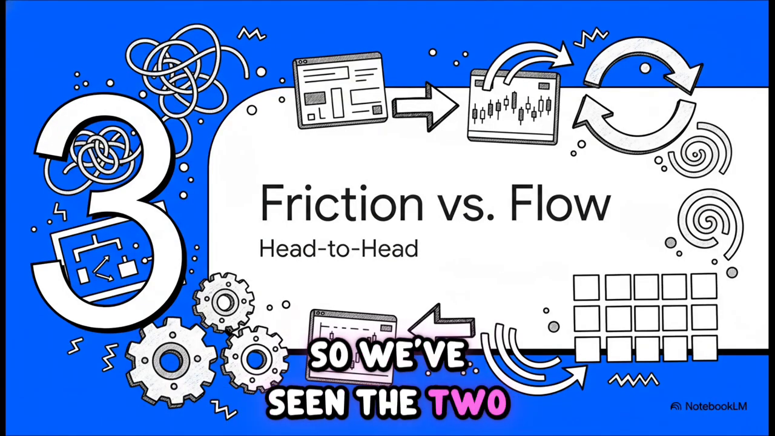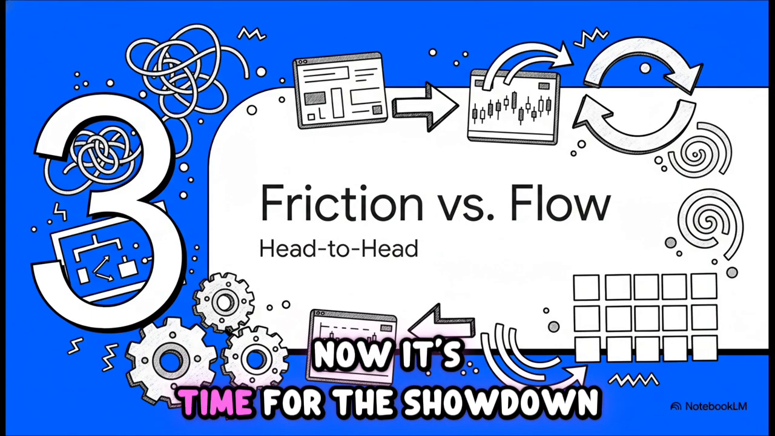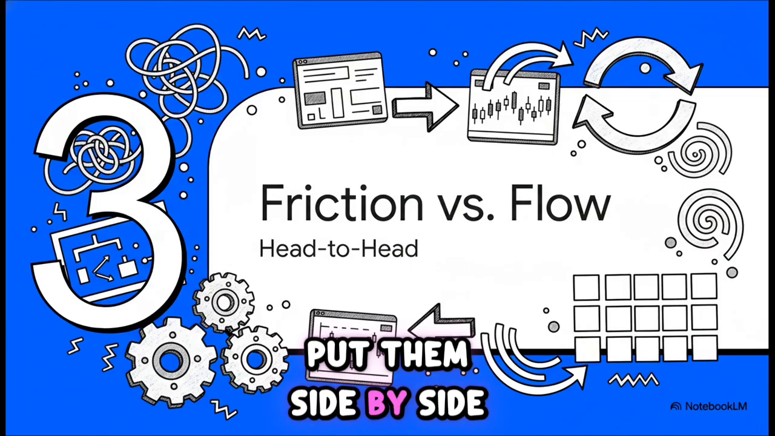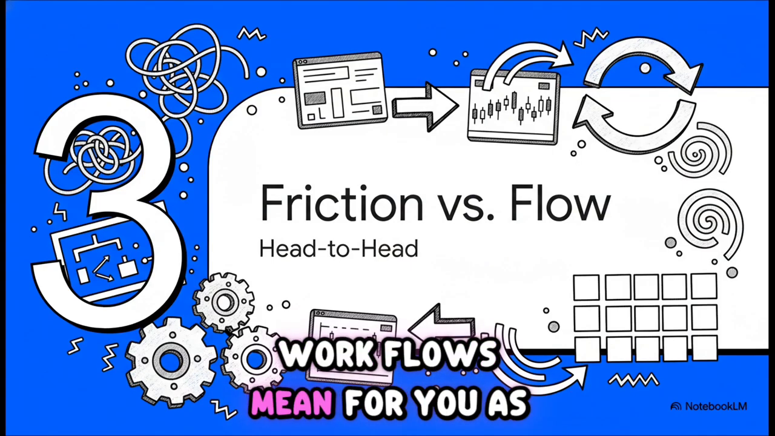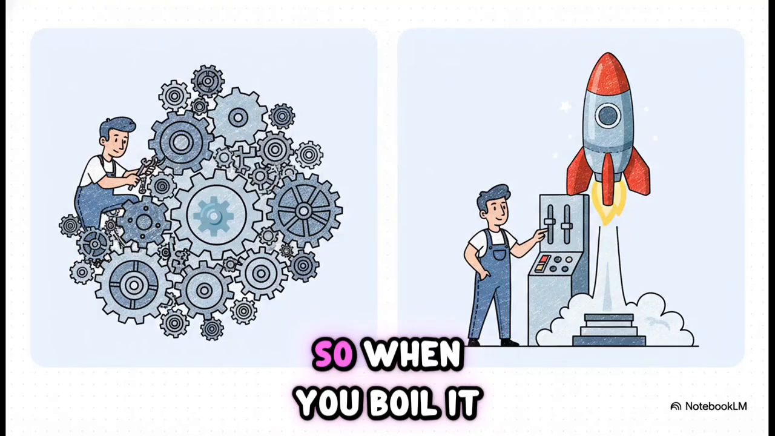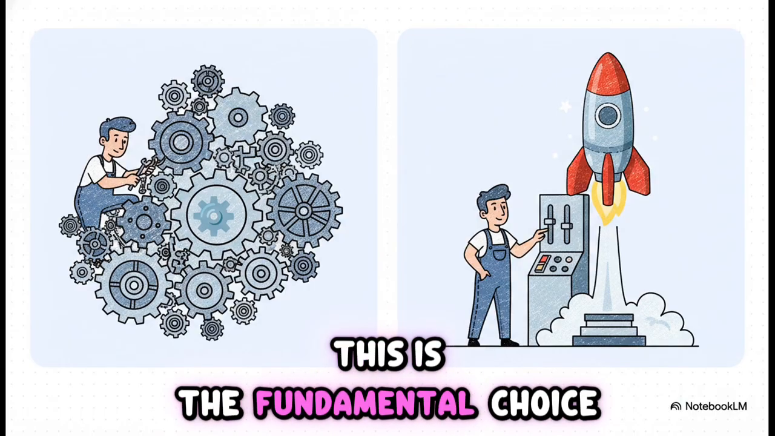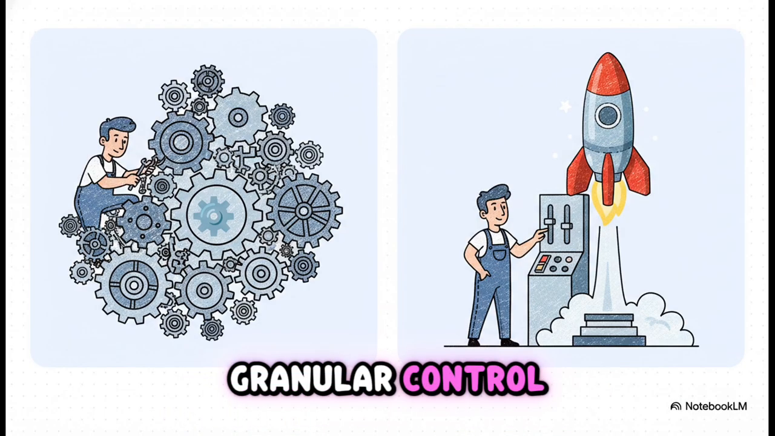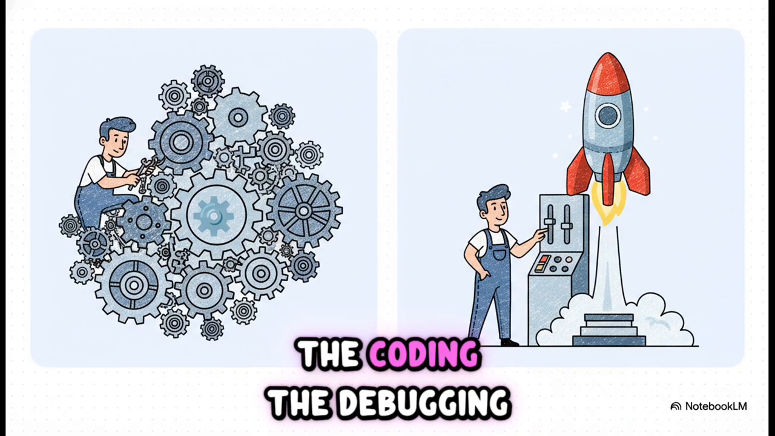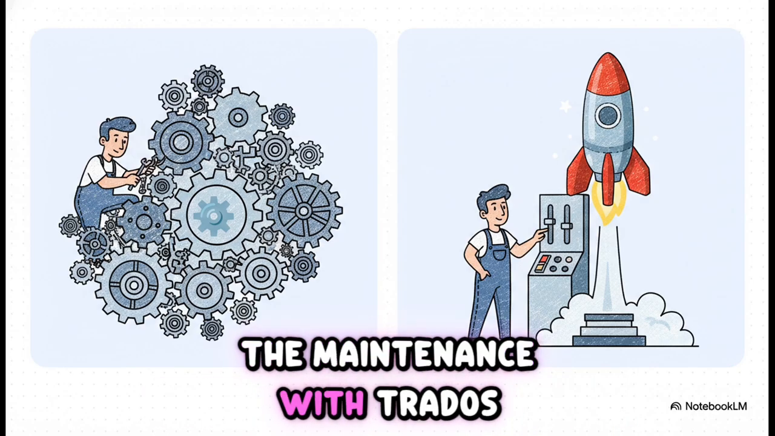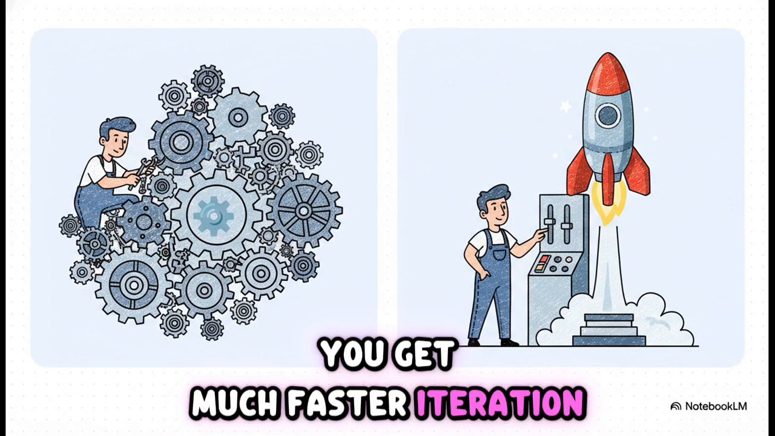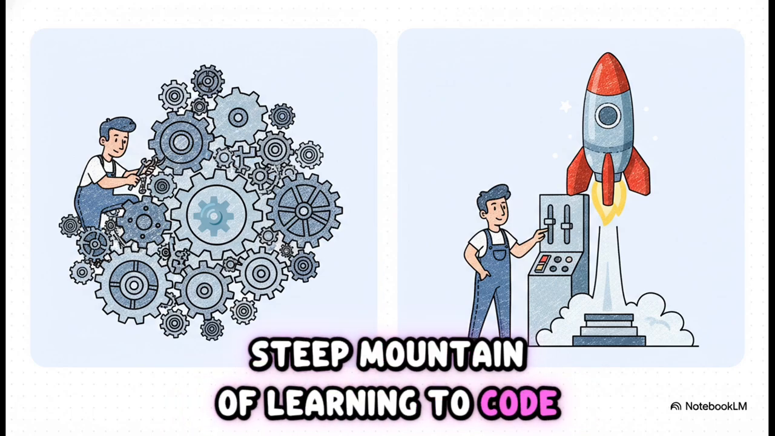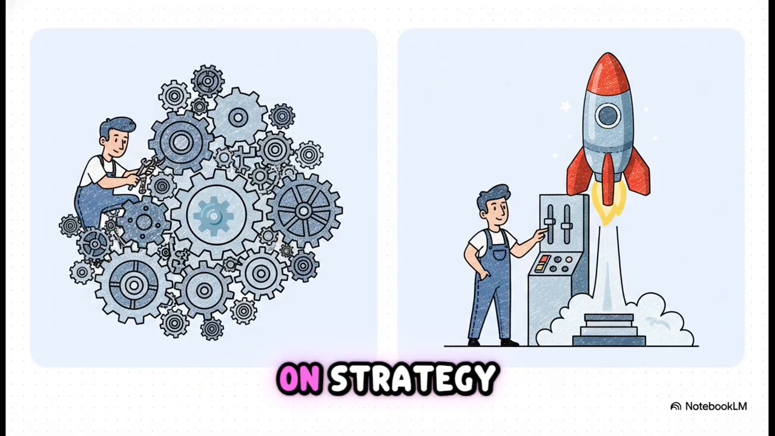Okay, so we've seen the two distinct philosophies. Now it's time for the showdown. Friction versus flow. Let's really put them side by side to highlight what the different workflows mean for you as a trader. So when you boil it all down, this is the fundamental choice. With PineScript, you get ultimate, granular control, but it comes with higher friction. The coding, the debugging, the maintenance. With TradeOS, you get much faster iteration, and you can get going without having to first climb that steep mountain of learning to code. You can stay focused purely on strategy.